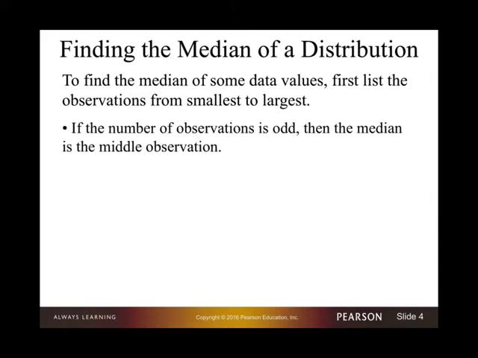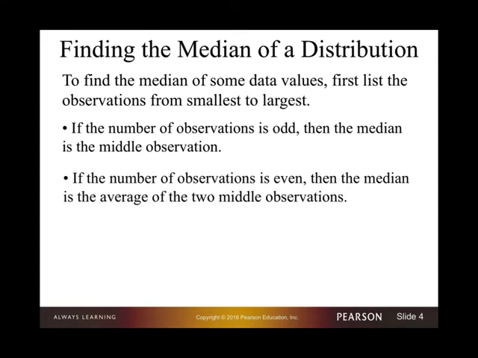If the number of data is odd, then the median is the middle observation. If the number of observations is even, then the median is the average of the two middle observations. So they're talking about when the sample size, n, is an odd number. Odd number means like 1, 3, 5, 7, 9, and so on. Then the median will be the data in the middle.